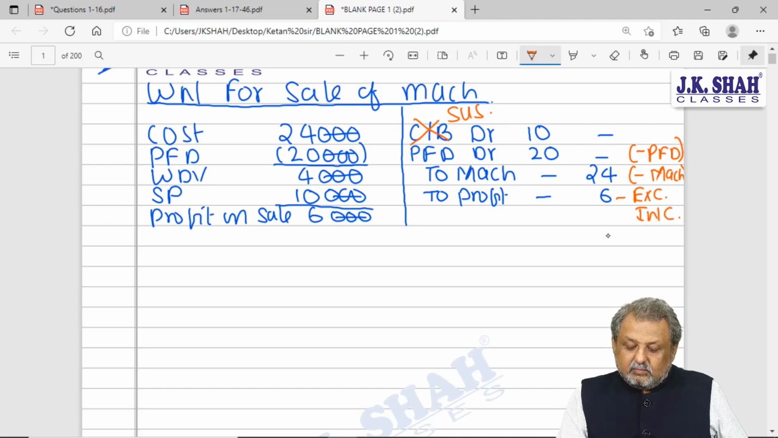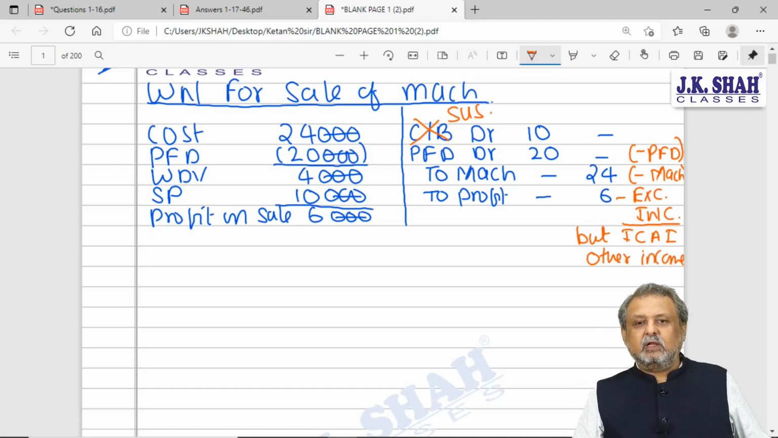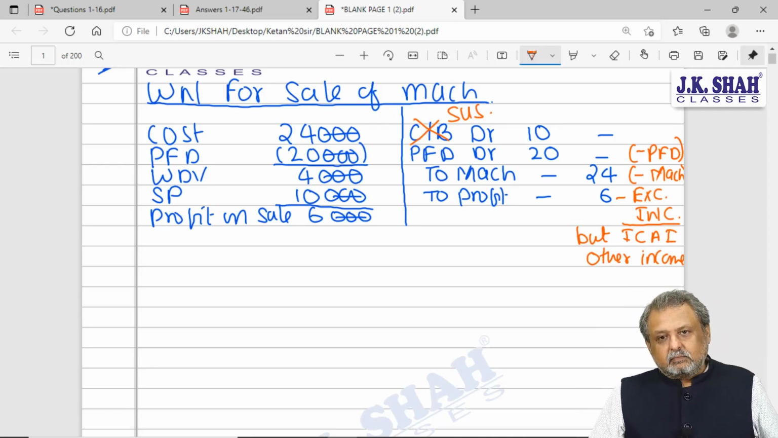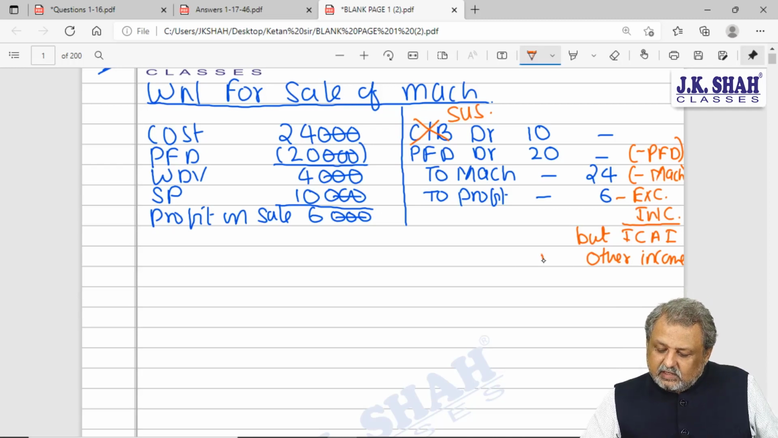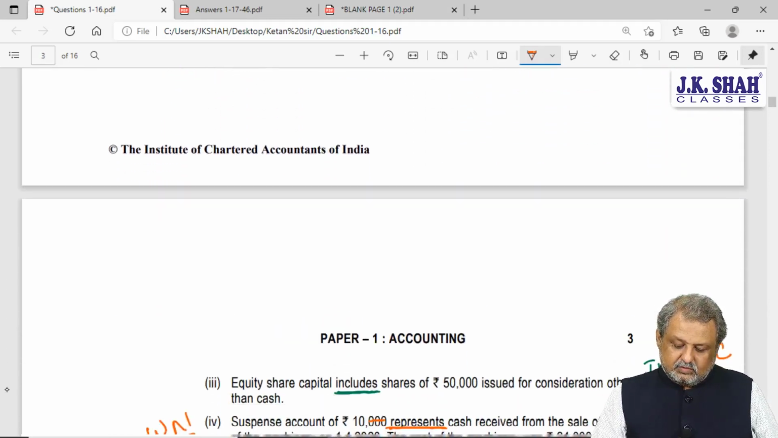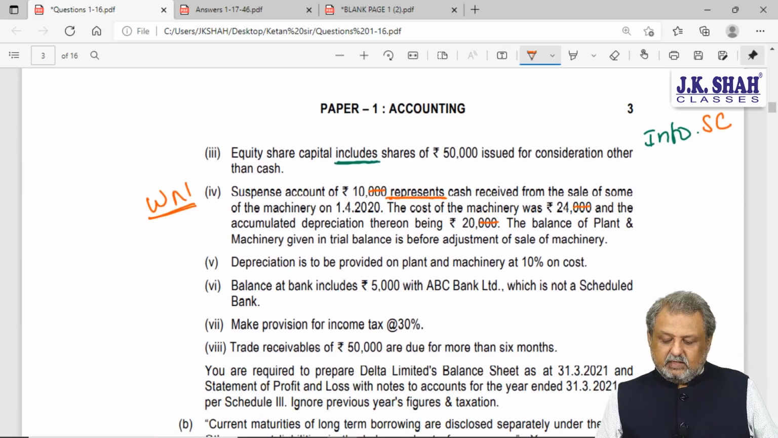But ICAI has sometimes shown it as other income. So I believe you write a note and accordingly you give the presentation effect. You may show it as other income. That is what is done in the RTP also. But alternately write a note that it can be shown as an exceptional income. So that is with regard to the suspense account that was appearing in the trial balance.